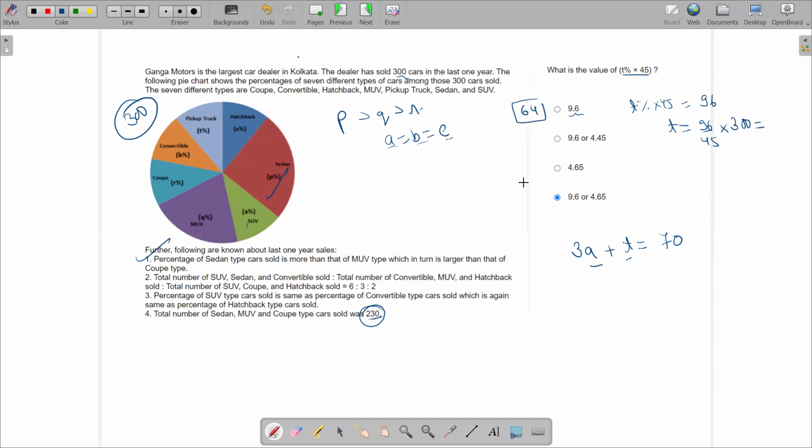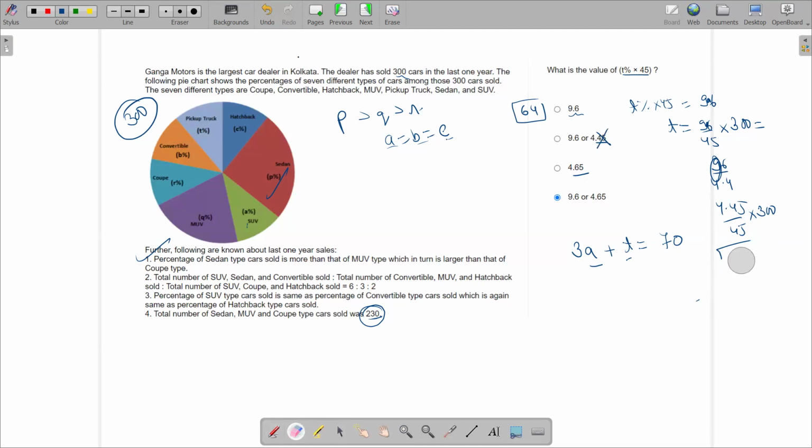Now we'll check with 4.45 and 4.65. With 4.45, it will be 4.45 divided by 45 into 300. This was 9.6, remember? So I am getting the value as 29.66. Is it possible that I get 29.66 as the number of cars? Not possible, which means that this option is gone.